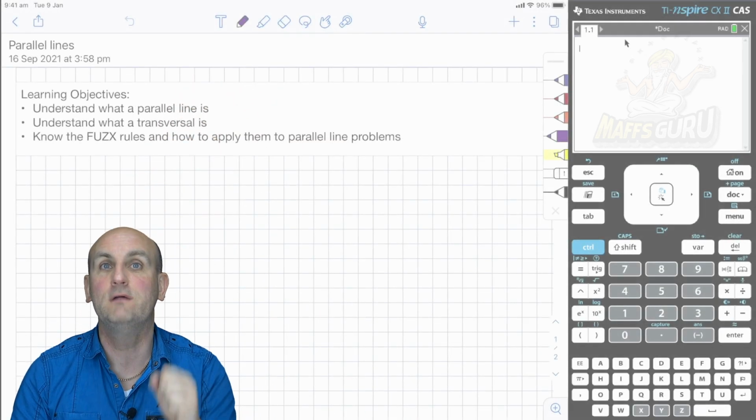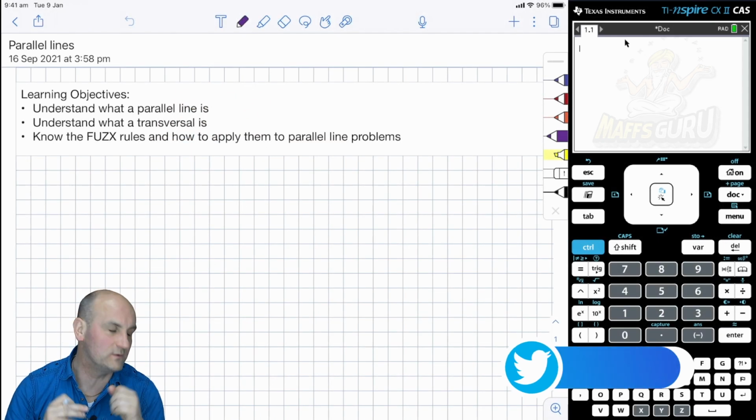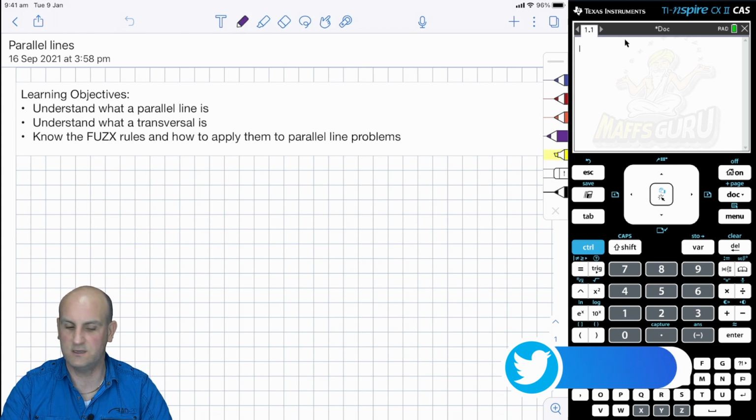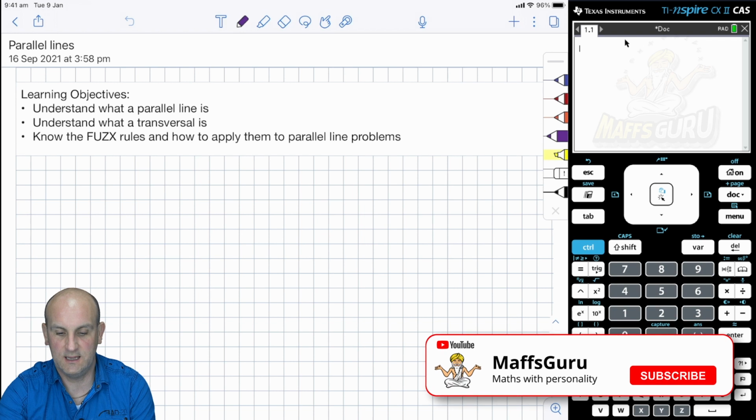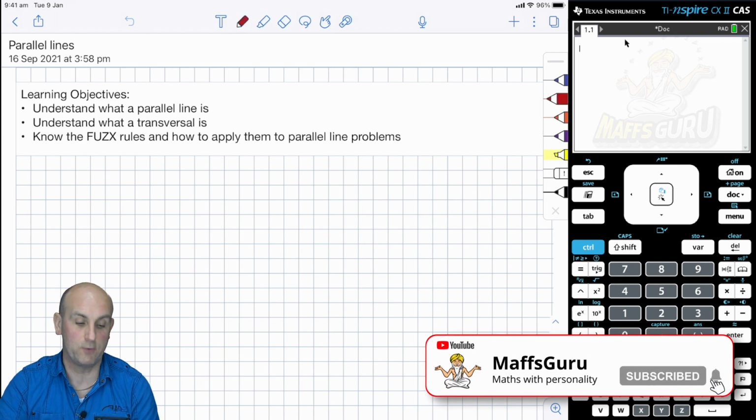What are we dealing with? Parallel lines. And as usual, I'm going to teach this in my own inimitable style using a word called FUZX. Yes, I wasn't trying to swear, I promise. And any teachers who are watching, I promise.